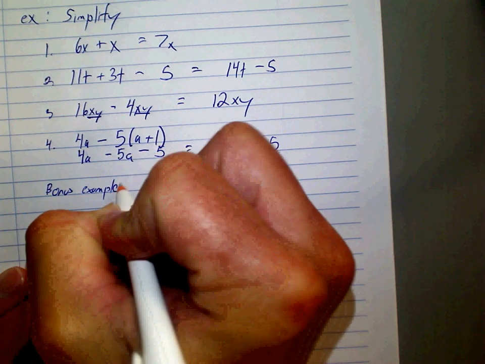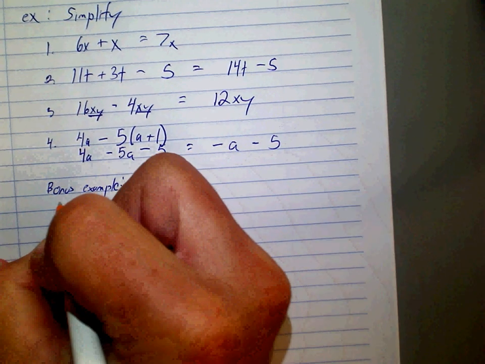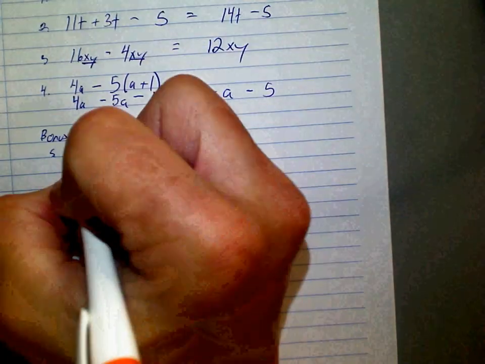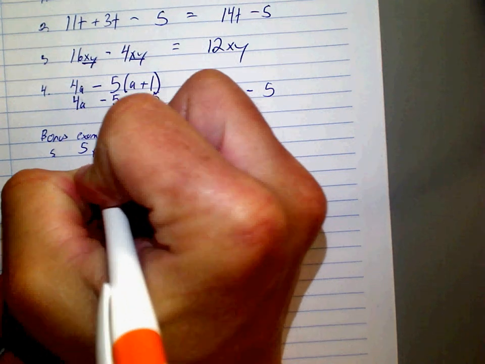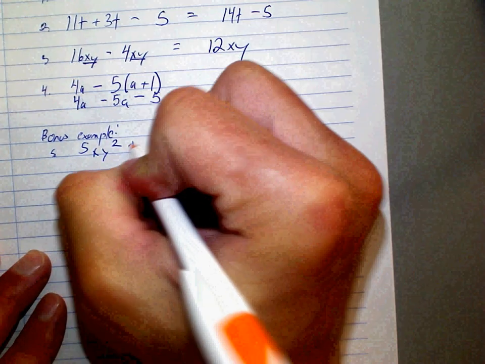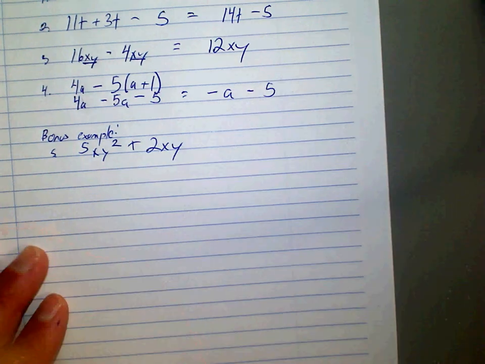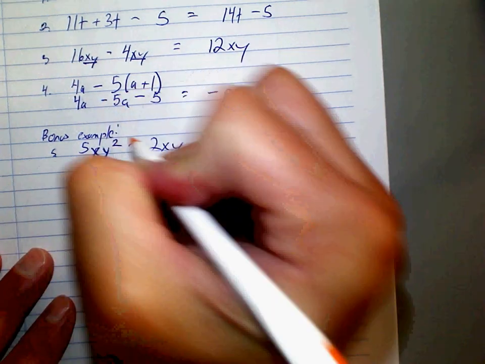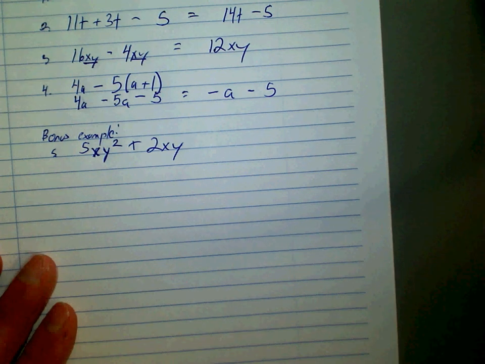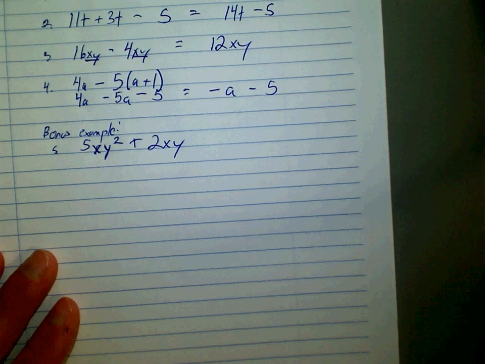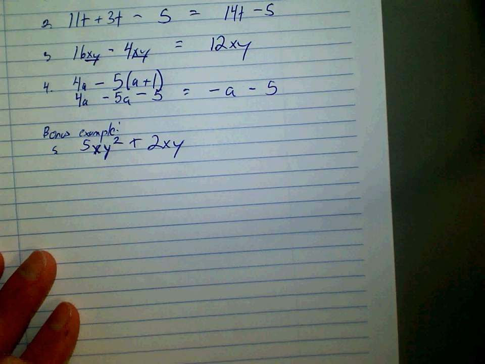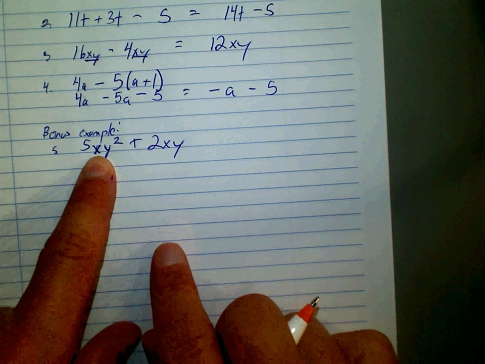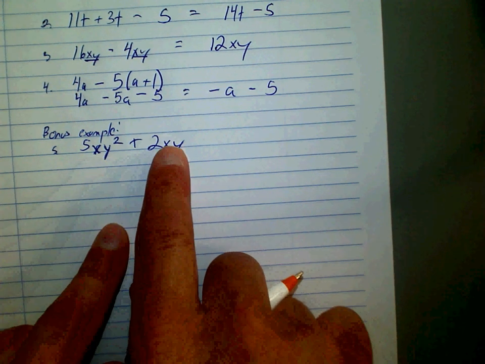What if I have 5xy squared plus 2xy? How many terms are there? 2. We got our xy squareds. We got our xy. We got a 5 here and a 2 here.